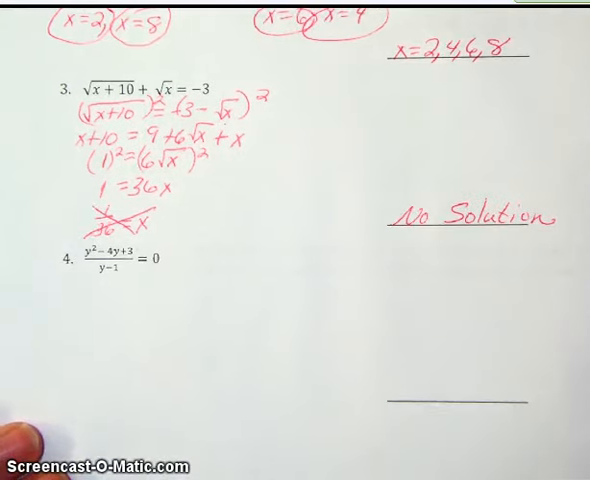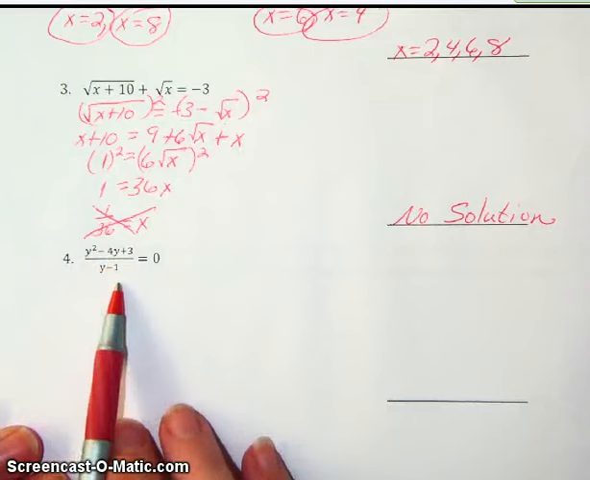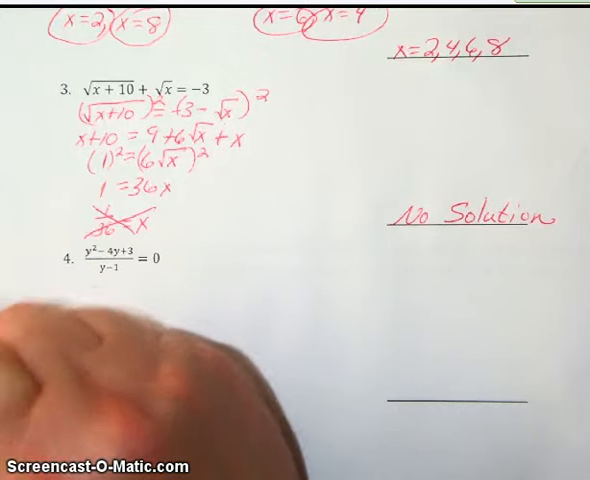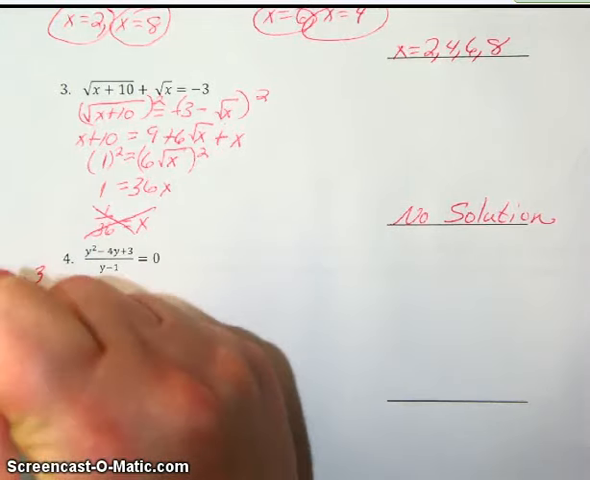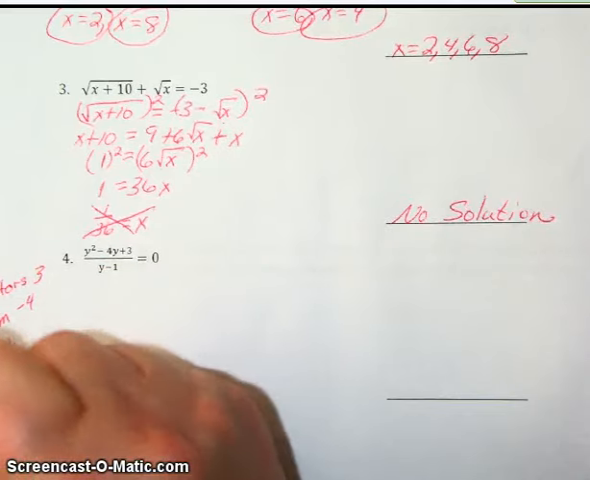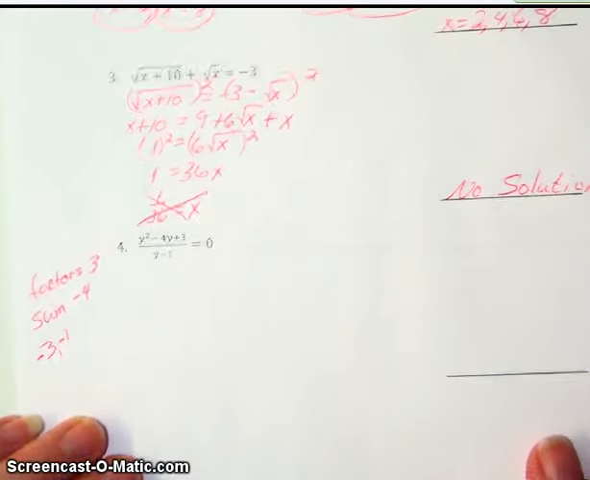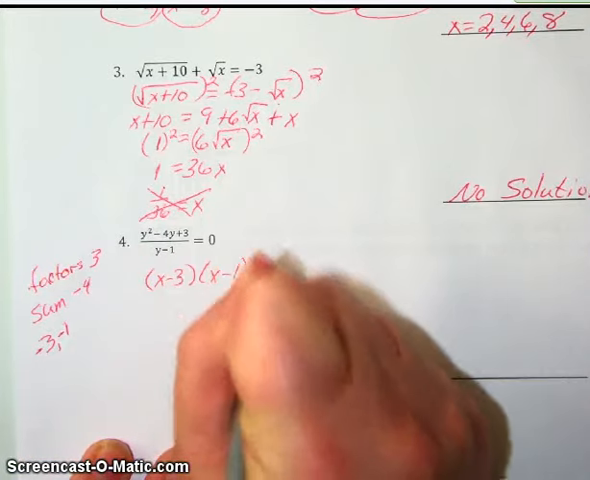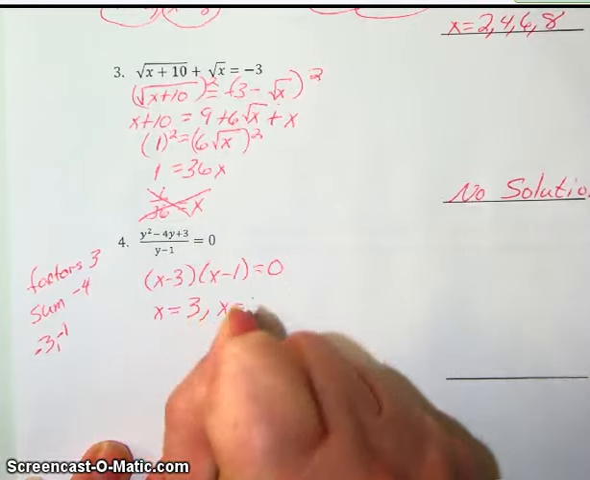All right, problem 4. All right, so I've got to make sure that the top is equal to 0, but the bottom is not. So I'm going to factor the top. I need factors of 3 whose sum is negative 4. So negative 3 and negative 1 multiply to positive 3, add to negative 4. Oops, again, sorry, you couldn't see it, there it is. So x minus 3 times x minus 1 equals 0. So my possible solutions are 3 and 1.